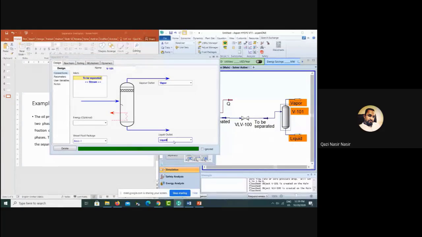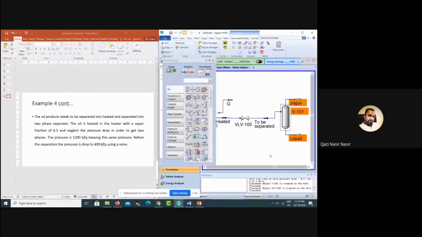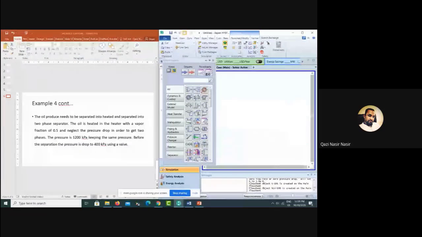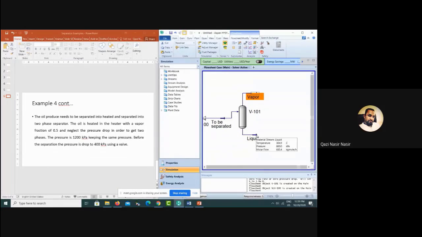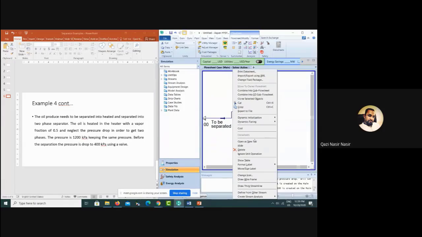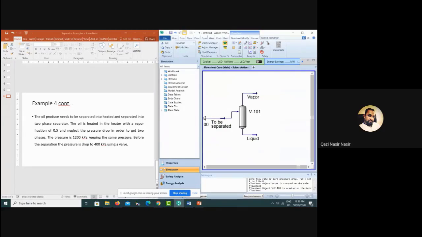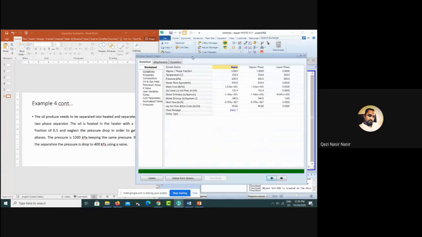After you do this, it will converge. Now you can go and check the composition of your vapor phase and the liquid phase. In order to check the composition, you can check whether you have some vapors here, or you don't have any vapors.